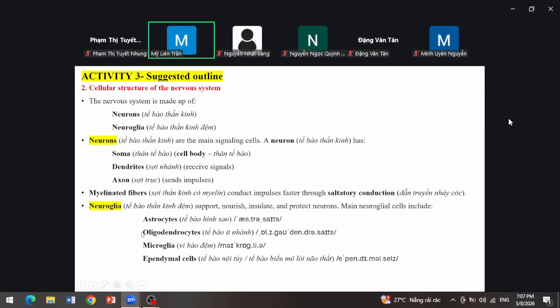Main neuroglial cells include astrocytes, oligodendrocytes, microglia, ependymal cells.